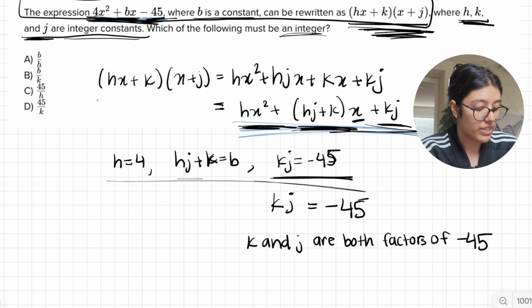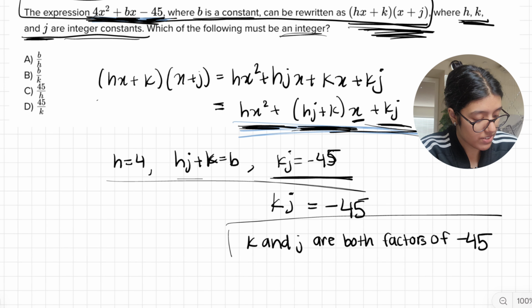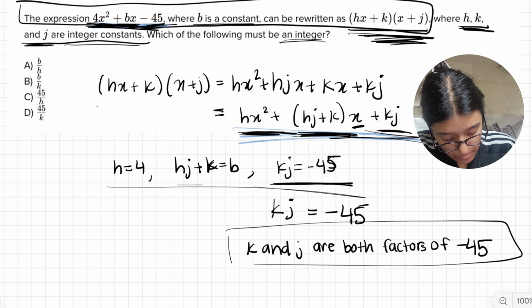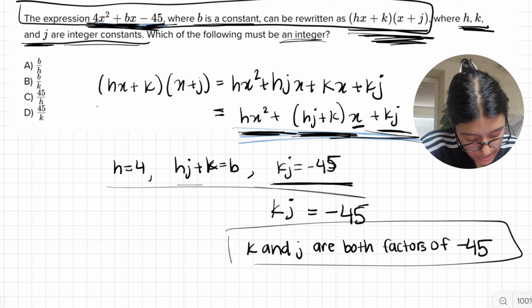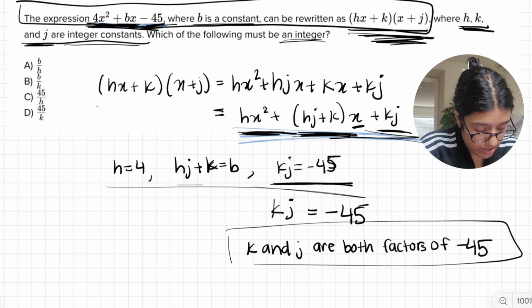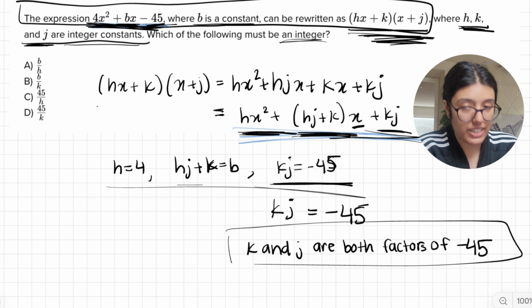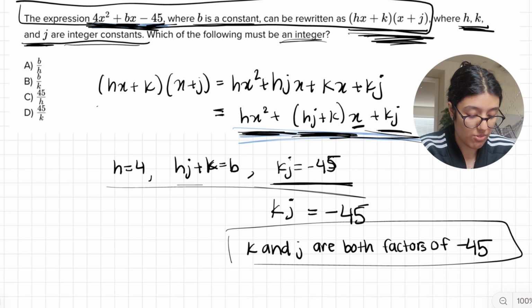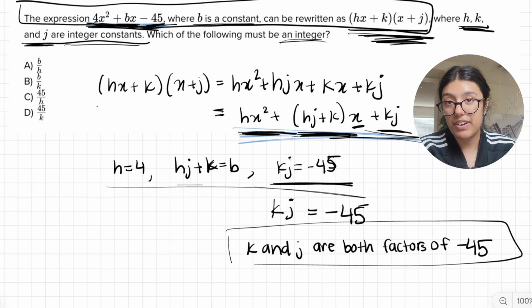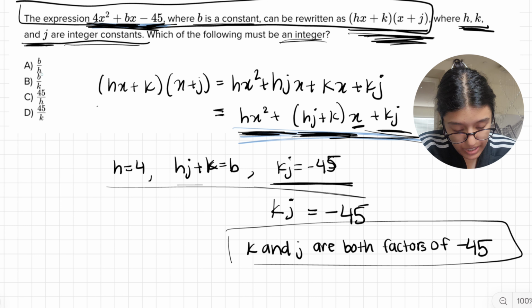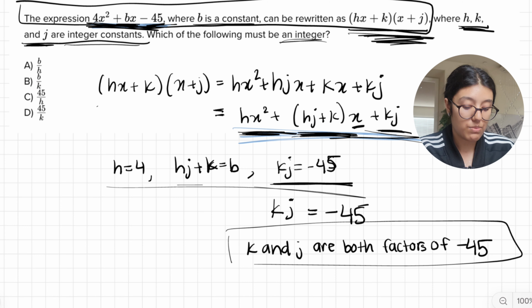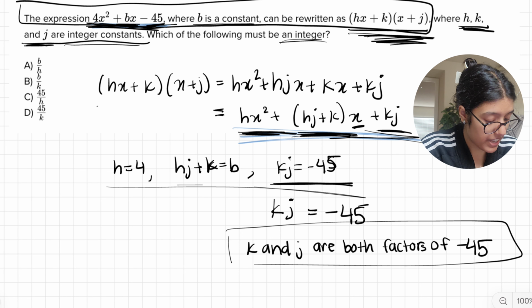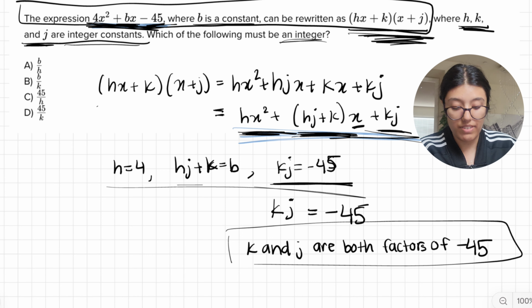This is all the information we need. k and j are both factors of negative 45. Going over here, let's take a look at the options. We have b over h. Is that a constant? Well, we can't really say for sure because first off, we don't know the value of b. We know the value of h, but we can't be sure. Next, we have b over k. This one, we also don't know. We don't know the value of b and the value of k. All we know is that k is a factor of 45.